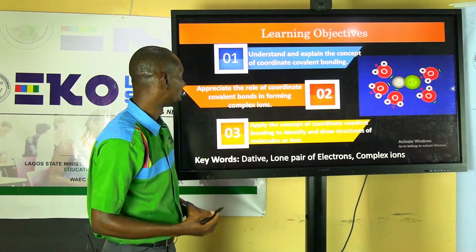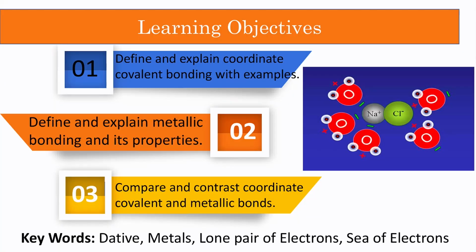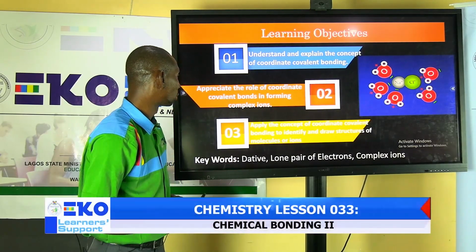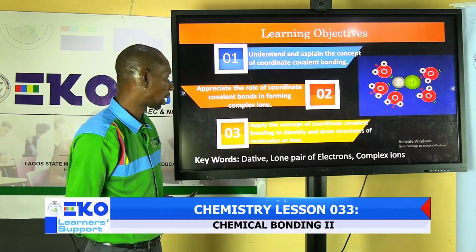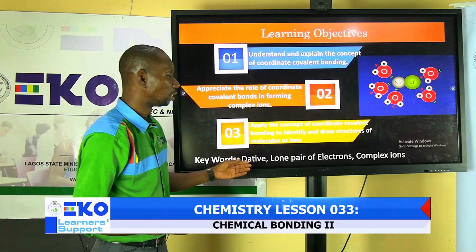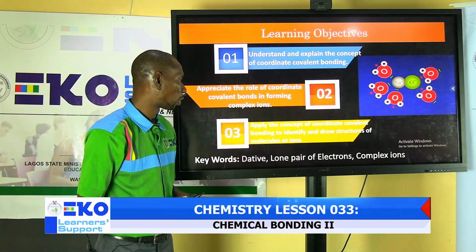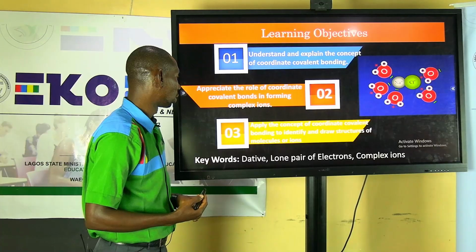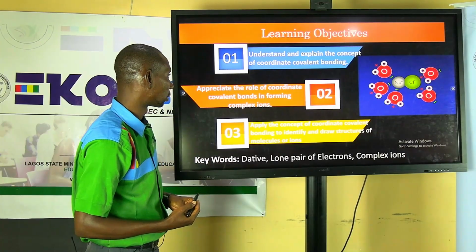What are the learning objectives that we have set? At the end of this lesson, you should be able to understand and explain the concept of coordinate covalent bonding. You should be able to appreciate the role of coordinate covalent bonds in forming complex ions. And lastly, you should be able to apply the knowledge acquired to identify and draw structures of molecules or ions.